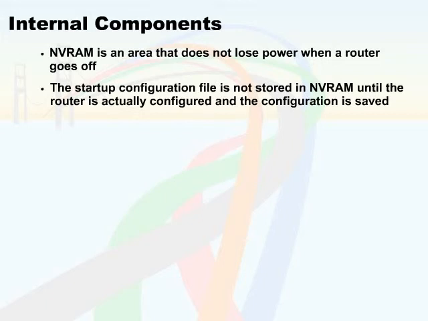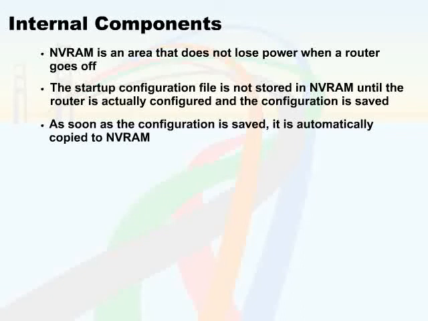We first boot that router up, and what it's going to do is that it is going to look for a startup configuration file. See, the startup configuration file is not stored in NVRAM until we would actually configure the router and save our configuration. As soon as we save our configuration, it is automatically copied to NVRAM.